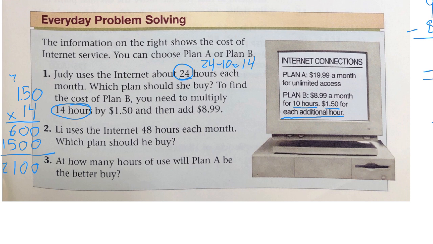There are 2 decimal places. So we go 1, 2, so $21. Dollar sign. But we have to add the $8.99. So $21 plus $8.99 would be $29.99.